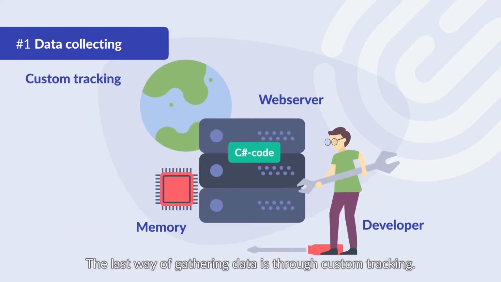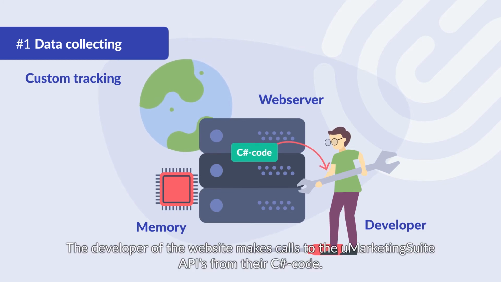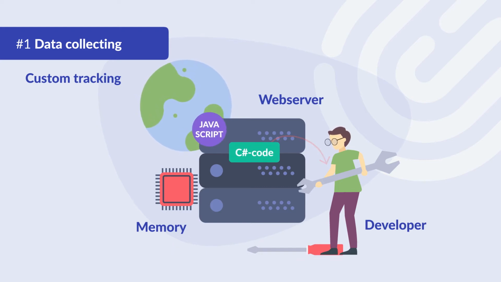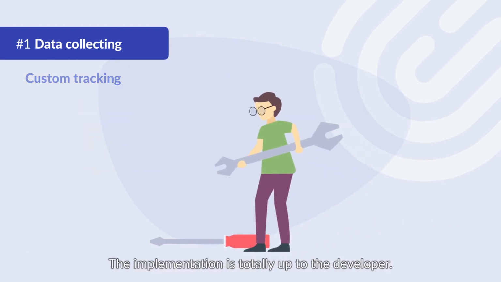The last way of gathering data is through custom tracking. The developer of the website makes calls to the uMarketingSuite APIs from their C# code, or does this through JavaScript. The implementation is totally up to the developer.